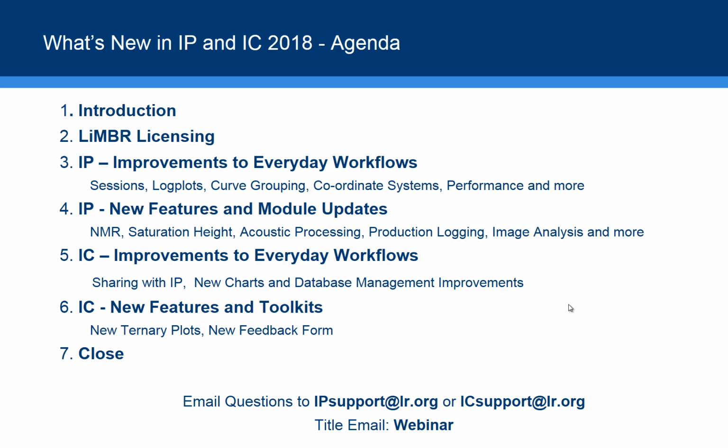products. So we're going to start with Ron, who's going to tell us about LIMBR licensing, which is a new licensing system that applies to both IC and IP. We'll then go on to the two IP sections. Firstly, the improvements to everyday workflows. So these are improvements that we've made to the base license of IP. So everyone that uses IP will see the benefit of these changes. The next section is new features and modules, so that's more focused on the improvements we've made to existing advanced modules.